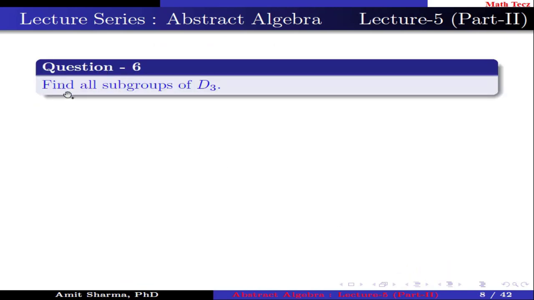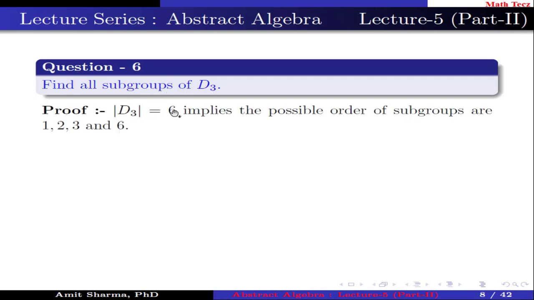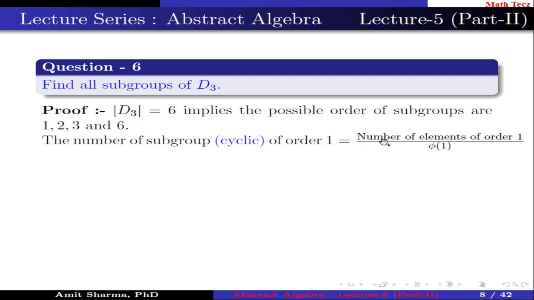Question number 6. Find all subgroups of D3. The order of D3 is 6, which implies the possible orders of subgroups are 1, 2, 3 and 6. The number of subgroups of order 1 which is cyclic equals the number of elements of order 1 divided by phi of 1, which is equal to 1, and the subgroup is H1 equal to {R0}.